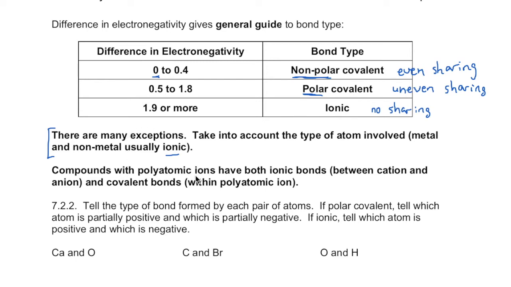Another thing we're going to take a closer look at is compounds that have polyatomic ions. So there is an ionic bond in a compound that has a polyatomic ion, but within the polyatomic ion itself, there are also covalent bonds. We'll take a look at that down below.